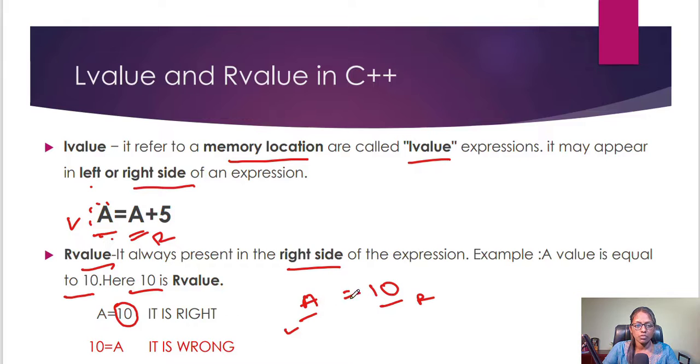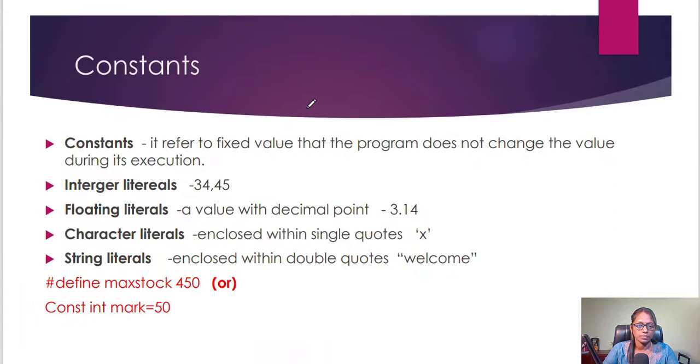What is the meaning of this? This is an assignment operator. This 10 is stored in the A memory location. The meaning is, the right hand side value will be taken and placed in the specified memory location, that is A. So this is an L value and this is an R value. If you specify 10 equal to A, this one is wrong. Okay, so this is the main difference between L value and R value.